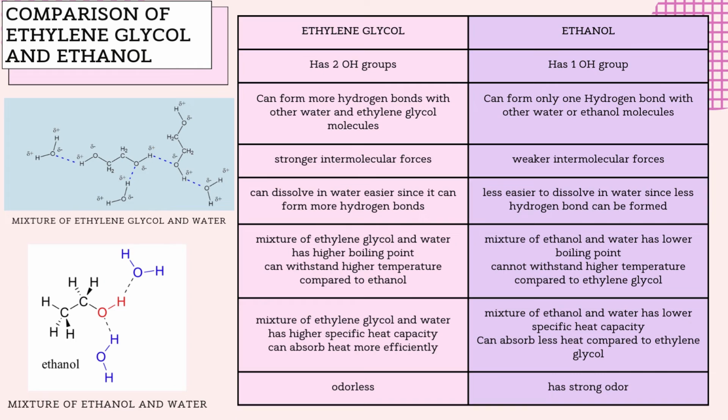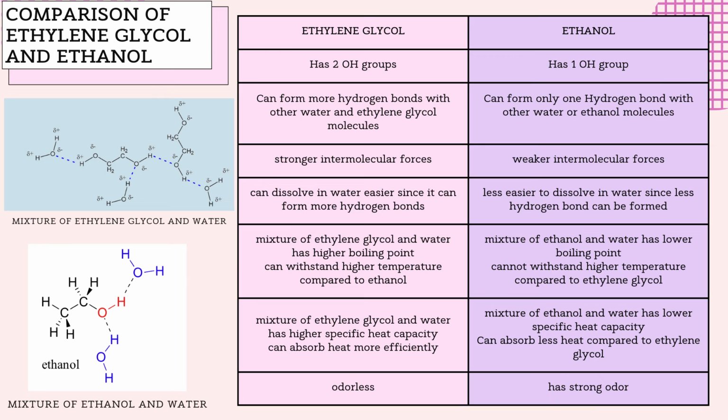Let us make more comparison to have better understanding. Ethylene glycol has two hydroxyl groups, as mentioned before, and has stronger intermolecular forces. This can dissolve in water easier since it can form more hydrogen bonds. Mixture of ethylene glycol and water has higher boiling point and can withstand higher temperature compared to ethanol. It also can absorb heat more efficiently.